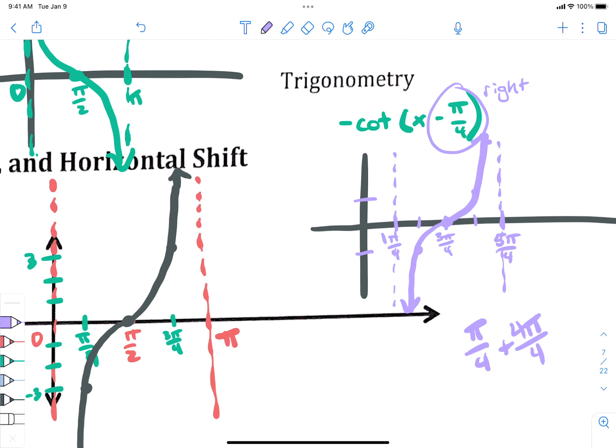What is your problem? Yeah? Confusion. But it's shifted left and right. Where does it usually start? That's not, wait, it's shifted. Well, yeah. Negative cotangent looks like tangent, except the vertical asymptotes are not in the right spot. Where are the vertical asymptotes at?